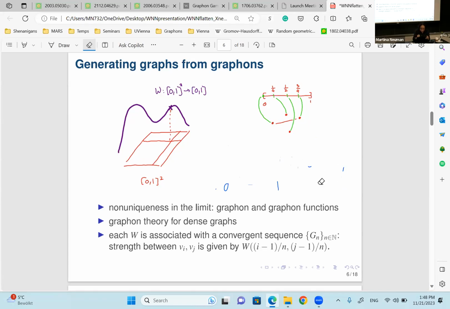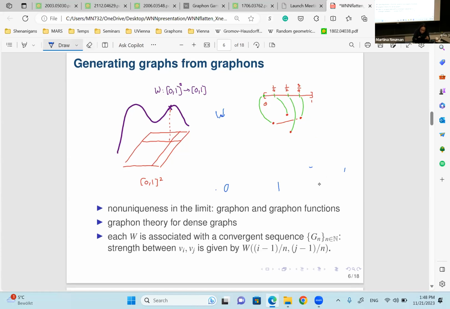So suppose that I have a graphon W, and I want to generate a sequence G_n converging to W. There are two ways for me to do that. I want to generate a deterministic sequence, and I also want to be able to generate a random sequence. Suppose you already have n nodes waiting for you, and all you need to do is take a look at nodes V_i and V_j. You take a look at W of (i-1)/n and (j-1)/n. If this is positive, then the nodes V_i and V_j are connected to each other with an edge weight equal to this value. That's all it is.